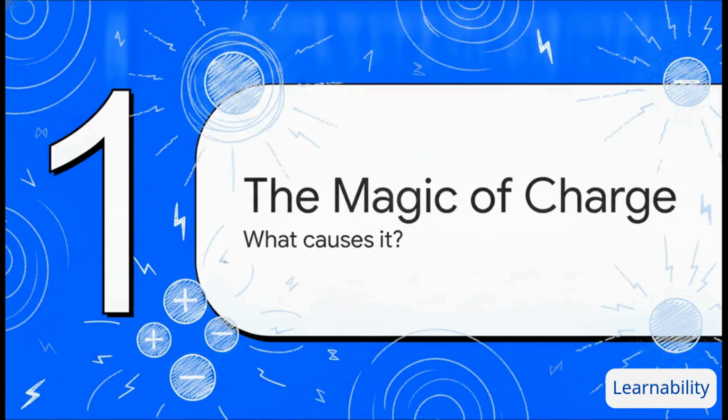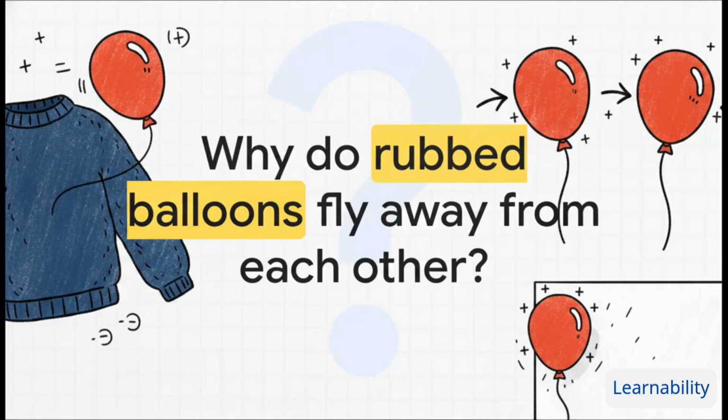Okay, let's dive right into this by starting with our first section, the magic of charge. And to do that, we need to begin by looking at a real-world physical mystery. Think back to a classic childhood trick, right? If you rub a balloon against a sweater, that balloon becomes charged. And because of this new charge, you can press it against a wall and it just miraculously sticks there.